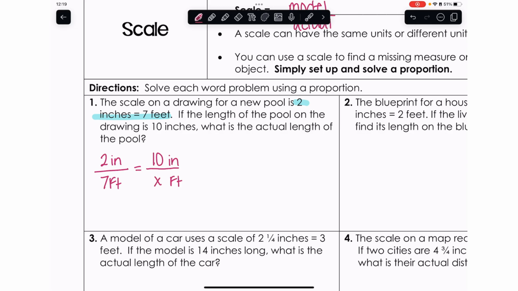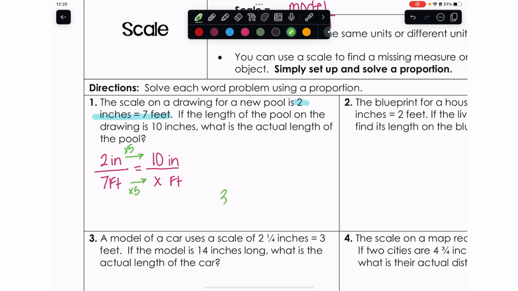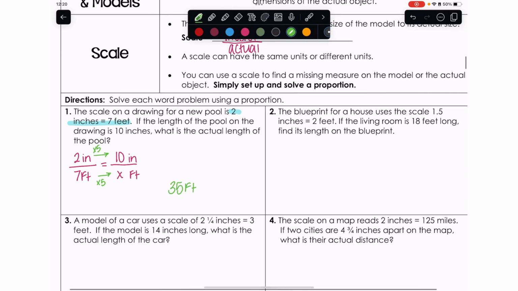So what we're doing is we're setting up a proportion. You have to have a variable, and then the other number that it gives you goes on the other part of the fraction. Now we can cross multiply, or this one is an easier one. If we notice 2 does go into 10, so 2 times what gives me 10? Times 5, right? So we can use that shortcut if you want, or you can cross multiply. So 7 times 5, that means 35 feet is how long the actual pool is, okay? We're using the scale that it tells me. It says 2 inches means 7 feet, so then 10 inches would mean 35 feet, okay? So number 2, let's try that one.